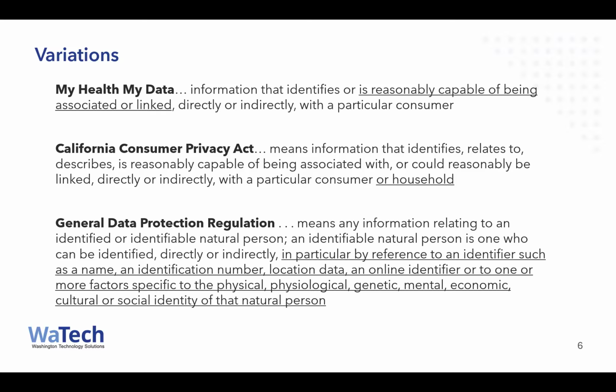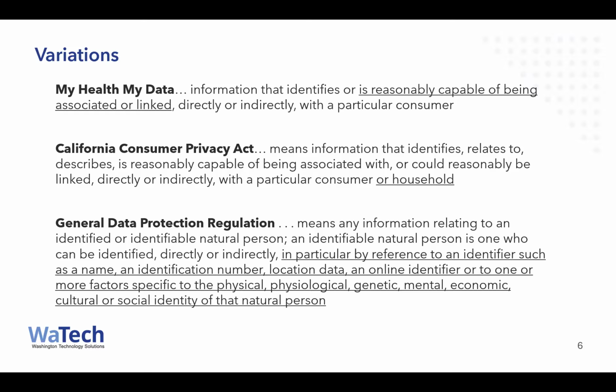One of the bigger variations that we see in definitions is highlighted by this definition from the California Consumer Privacy Act, which starts off very similarly to My Health, My Data, but then it adds that it's not just directly or indirectly with a particular consumer, but it's also with a particular consumer or household. So that is especially impactful with certain types of identifying information where it may be that an identifier is associated with a house or a family rather than a particular individual.